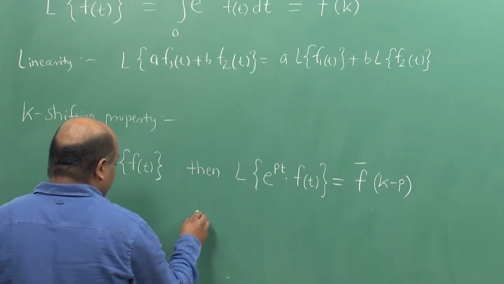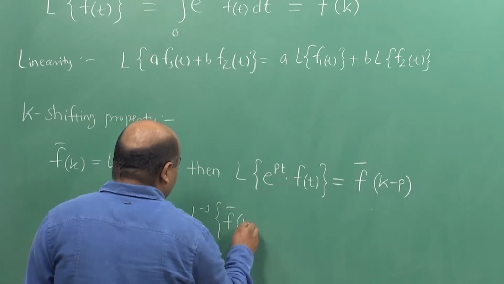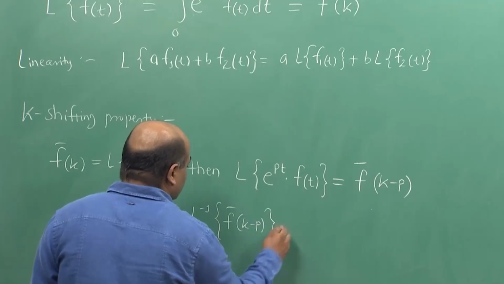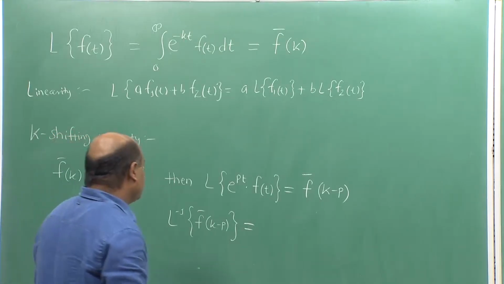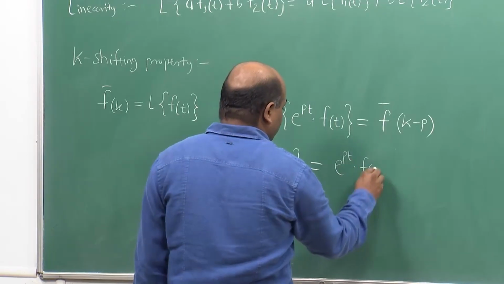If we take the inverse, L inverse of f bar of k minus p will be equal to e to power p t times f of t.